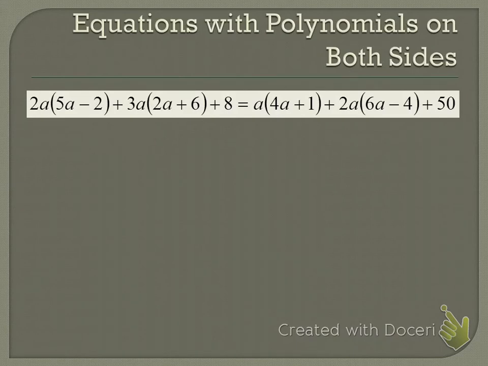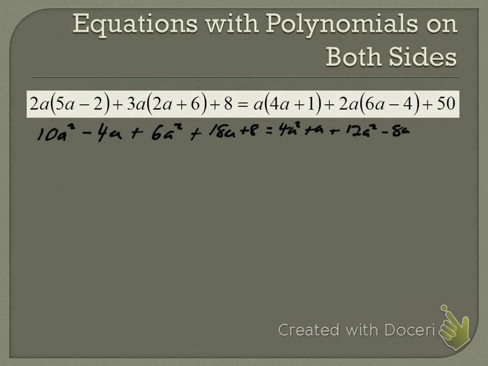All right, here we go. Distribute everything. So you get 10a squared minus 4a plus 6a squared plus 18a plus 8 equals 4a squared plus a plus 12a squared minus 8a plus 50.